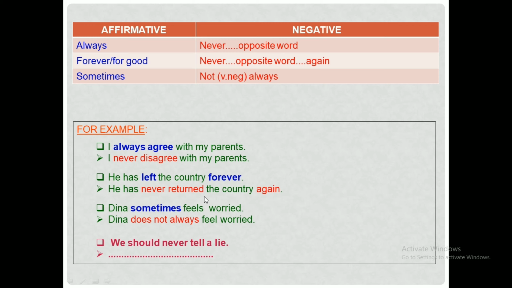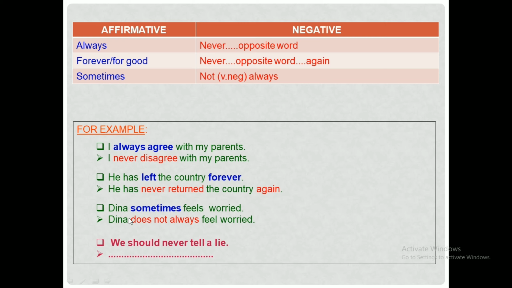According to the rule, our answer will be: he has never returned the country again. Here, never has to be used before the verb. The verb returned is the opposite word of left. At the end of the sentence, I have used again. That is why the answer will be he has never returned the country again.